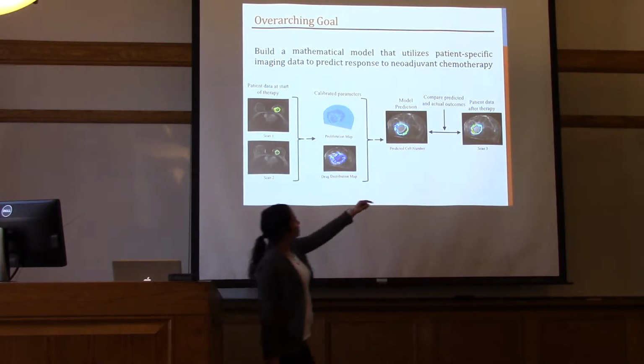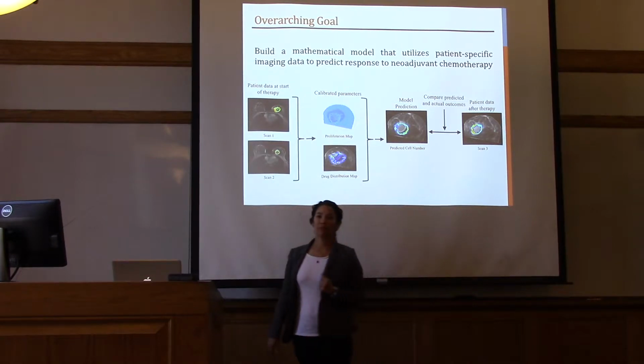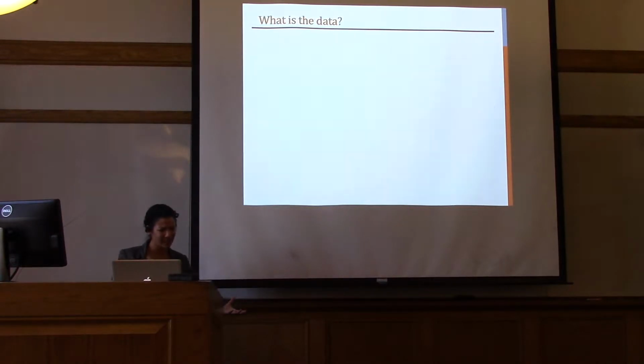So you take some early time point data, you calibrate that model, you simulate the model forward, and you say, okay, how bad is that simulation? Did we do a pretty good job? And sometimes we have imaging, other times we have things like pathology from the surgery that we can compare our results to. So what is the data exactly?